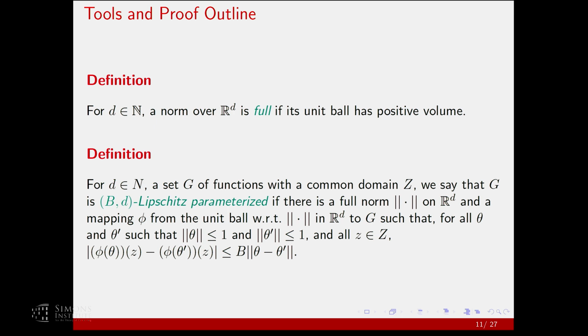So let G be a set of functions with a common domain Z. We say that G is B and D Lipschitz parametrized, where D is the dimension and B is the Lipschitz constant, if there is a norm on R^D, where any mapping phi from the unit ball with respect to this norm in R^D to G is such that for all theta and theta prime, where their L2 norm is bounded by 1, if we look at the difference between the mapping phi of theta versus phi of theta prime, this is bounded by B times the difference between theta and theta prime.